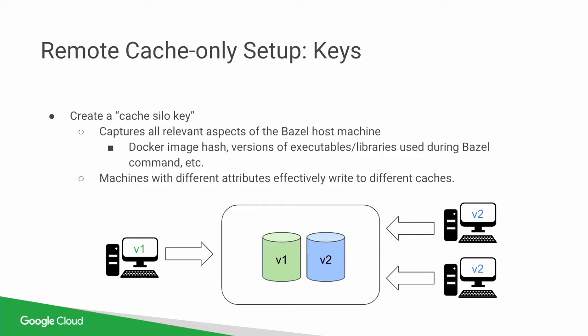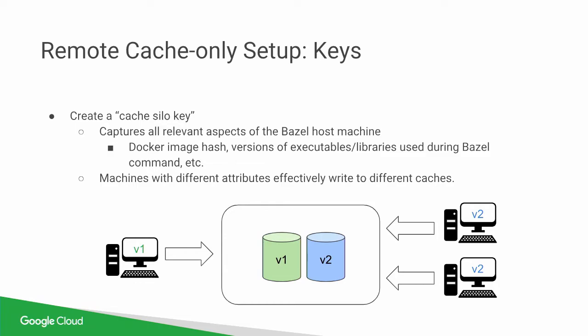So this cache silo key, as I mentioned, is all about the binaries, the system libraries, things on your local system that you're accessing. And again, that could be your local developer machine. It could be your CI host. The gold standard here is really something like a Docker image hash if you're running inside of a Docker container. But most of the time, that's not really the case. So you want to look at what things are installed on your system and what things are used by Bazel, and put that into an identifier.